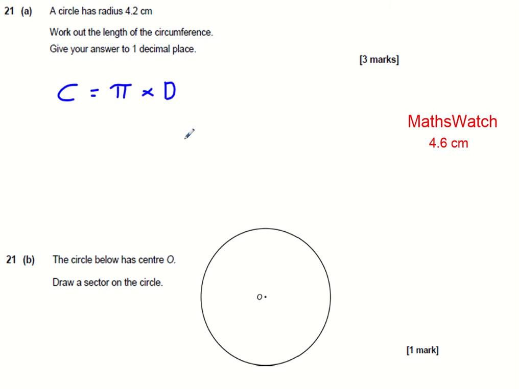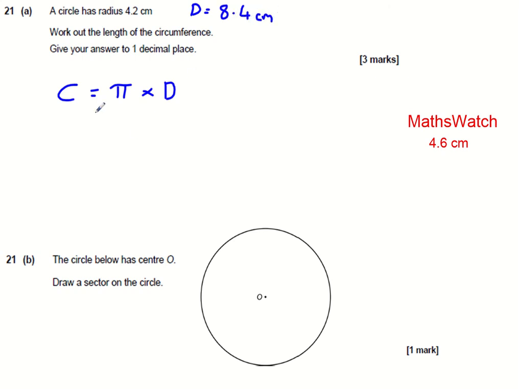in schools. Now pi times the diameter is the circumference, but we've been given the radius. Now the radius would be going on a circle from the centre to the edge. A diameter is twice that distance to go from edge to edge going through the centre. So if the radius is 4.2 centimeters, then the diameter will be double that at 8.4.